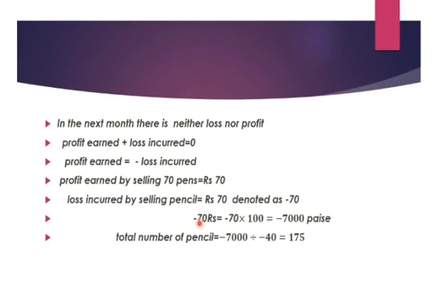Then we get minus 70 rupees as minus 70 into 100, which gives minus 7000 paisa, because 1 rupee is 100 paisa. In that way, minus 70 into 100, we get minus 7000 paisa. Then the total number of pencils sold is minus 7000 divided by minus 40. Minus 40 means the loss incurred by selling one pencil is minus 40. Both of them are negative integers. If we divide minus 7000 by minus 40, we get 175.